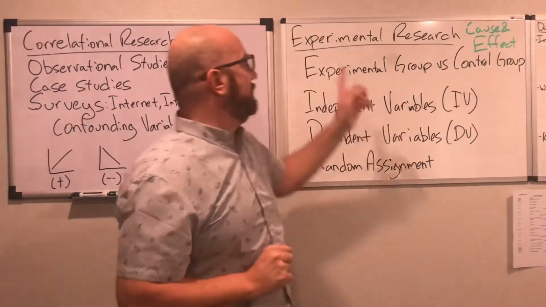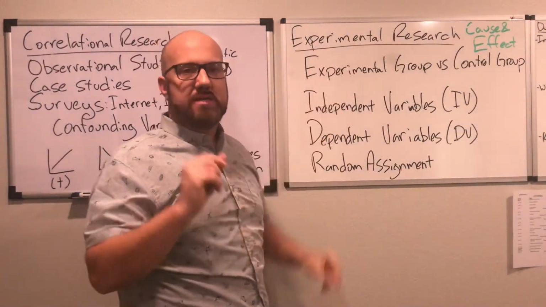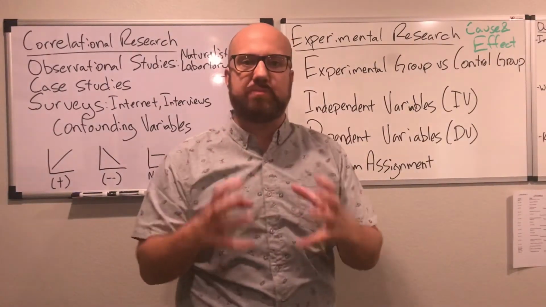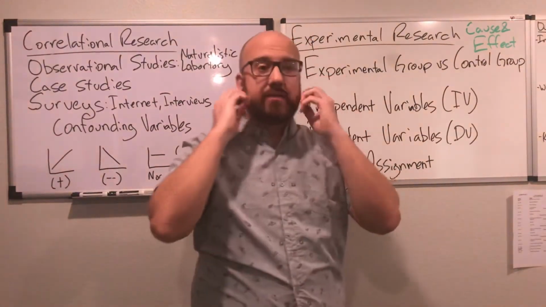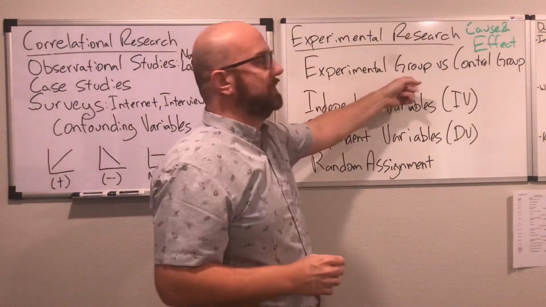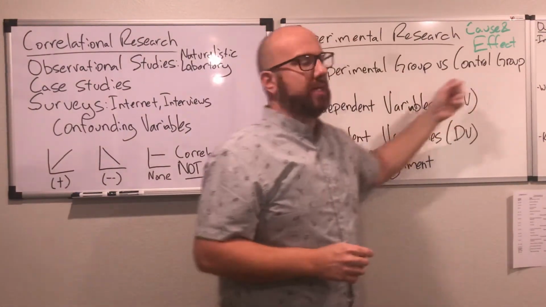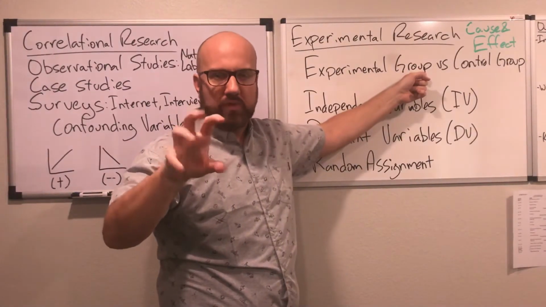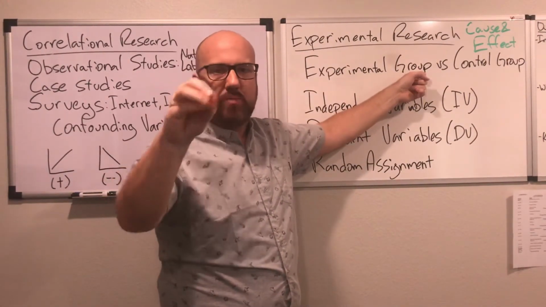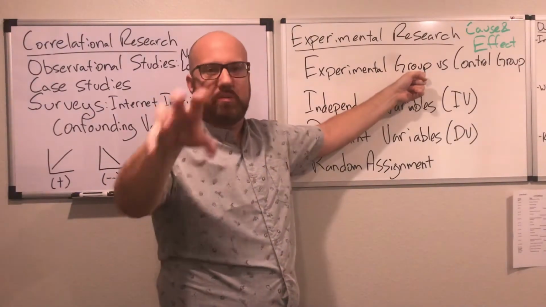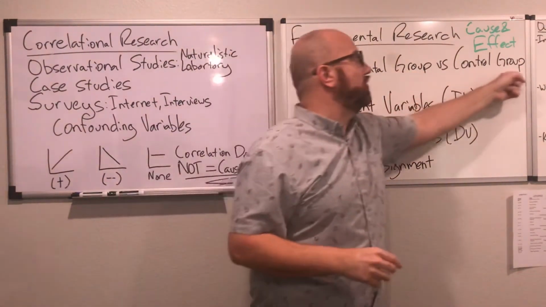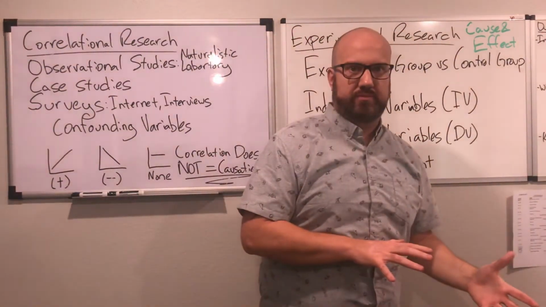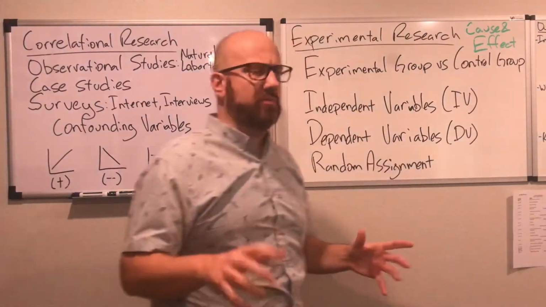But if we do an experimental research study, now we're looking at cause and effect because we are creating an experiment. Okay, we're creating these groups. So we have experimental groups and we have a control group. The experimental group is the one that we're manipulating, we're messing with, we're giving the variable of whatever we're manipulating, okay? And then the control group is the group that we're comparing the experimental group to. Okay, and I'll go through this even more.